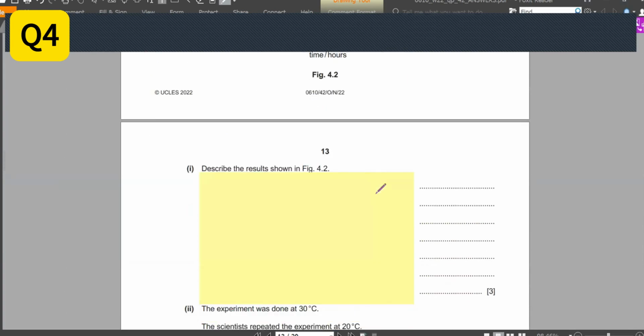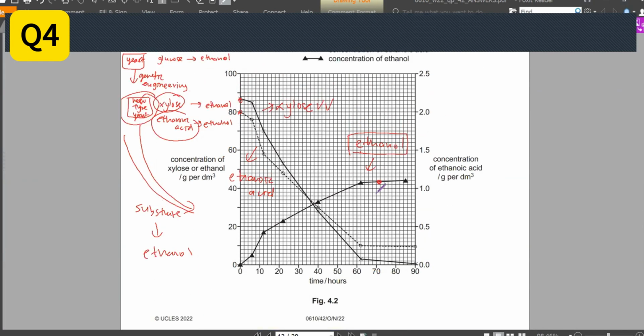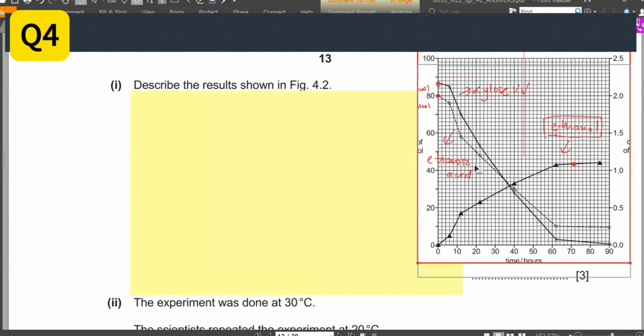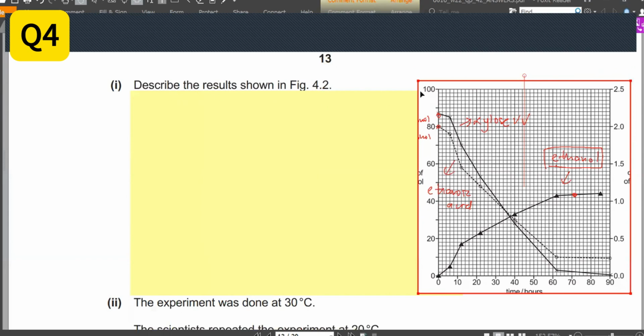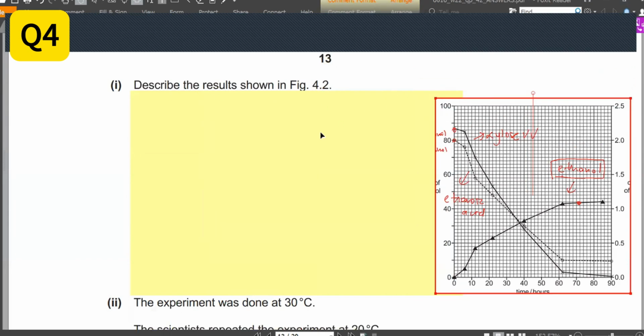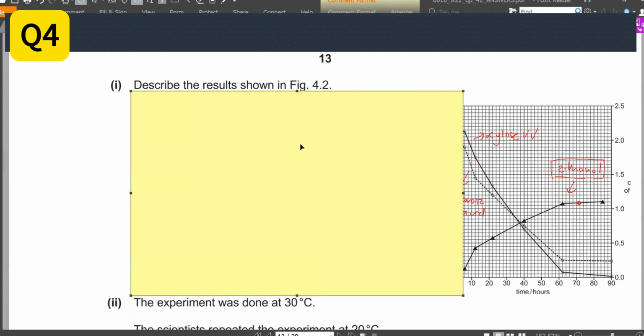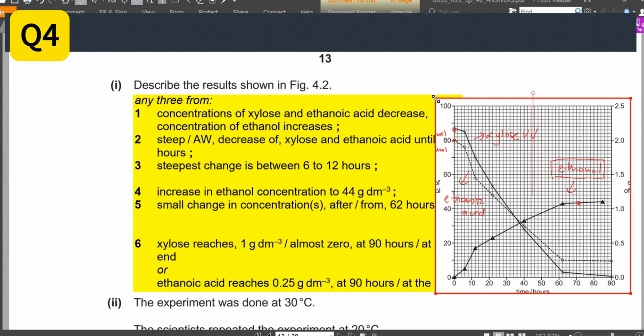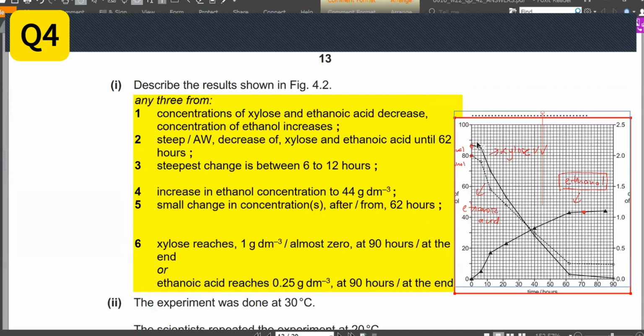Describe the results shown in figure 4.2. So this is a 3-point question. Basically the main thing is to describe the major trends happening here. These are all the acceptable points.